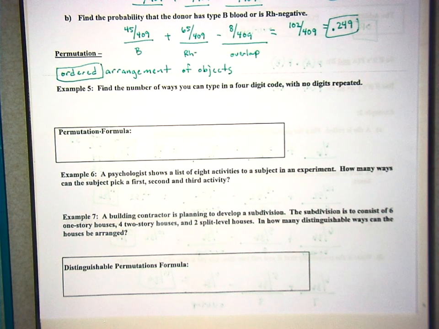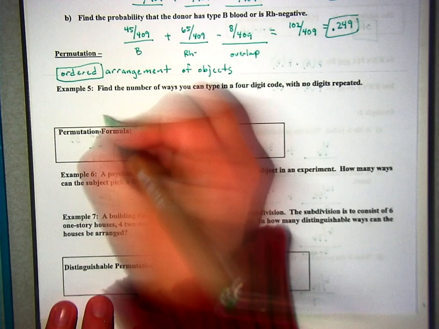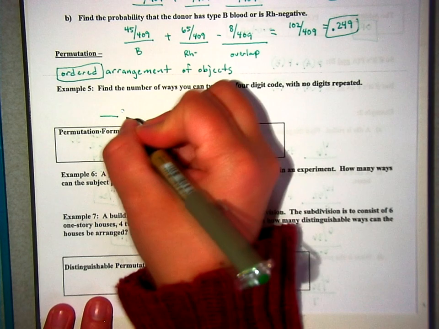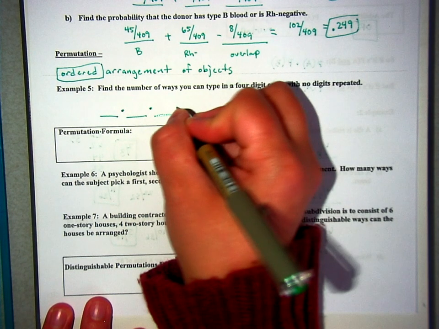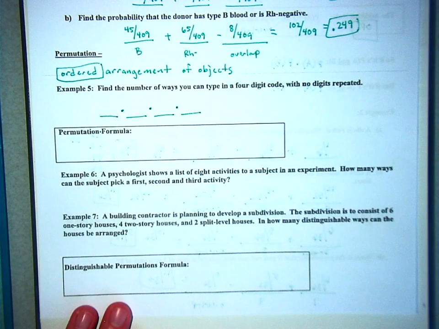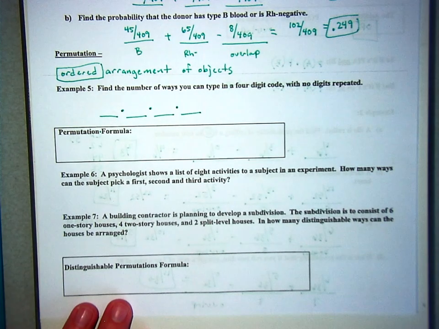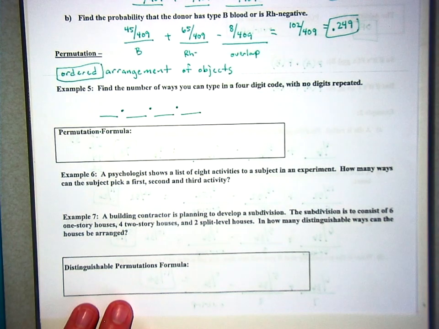Find the number of ways you can type in a 4-digit code with no digits repeated. So we want this one to be right, and this one, and this one, and this one, which is why I'm writing multiply, because I'm saying the word and. It's not like when you type in a 4-digit code to get into somebody's garage, if you get one of the numbers right, you're good. It needs to be all 4 of them.